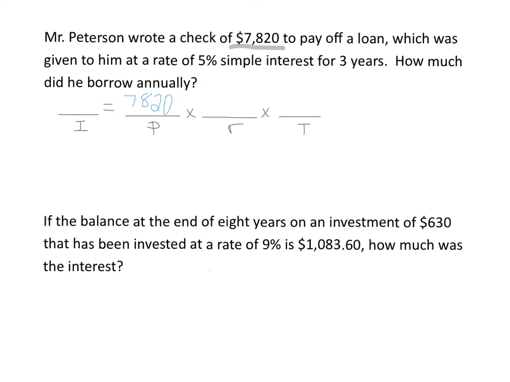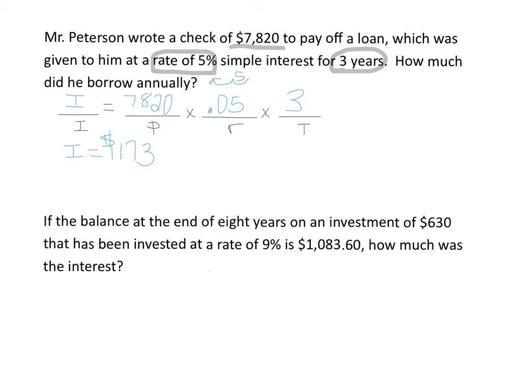And that it was given to him at a rate of 5%. So if we have 5%, 1, 2, that's 0.05 for 3 years. Time is 3. And it asked how much did he borrow. That's not your interest. So we're going to solve for interest. And we find out that interest is equal to $1,173. We got this by multiplying the 7,820, the 0.05, and the 3.